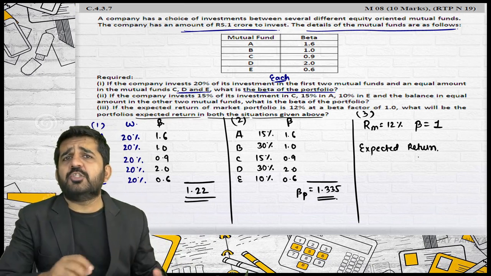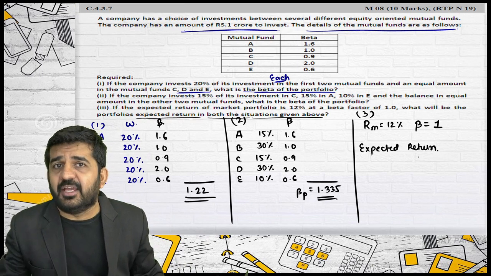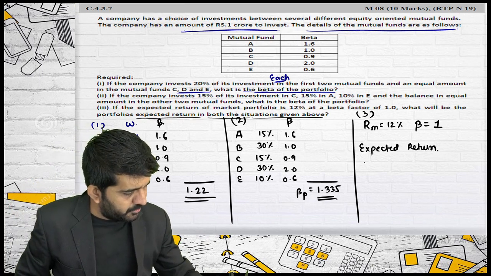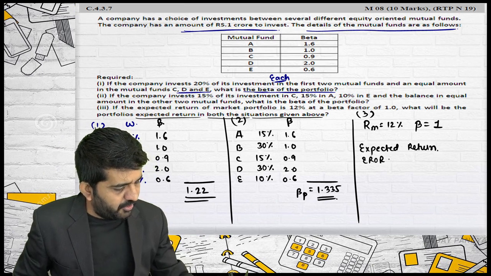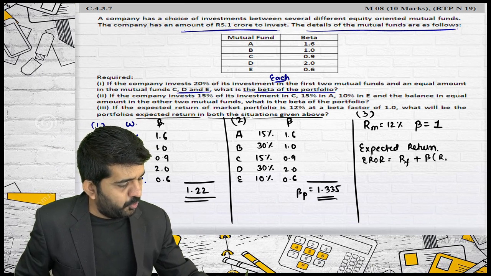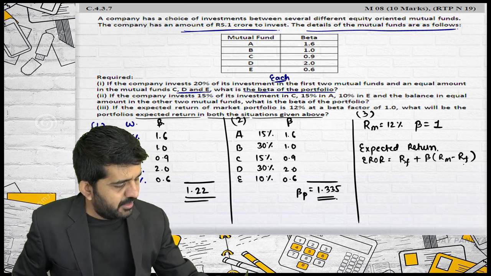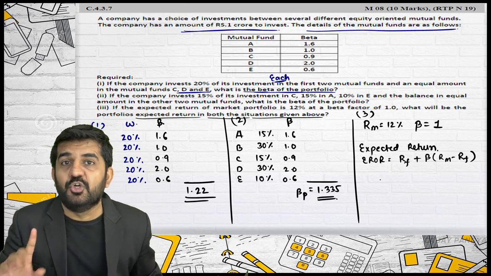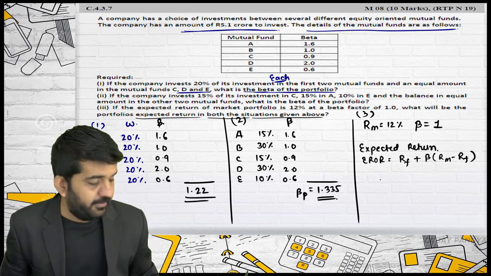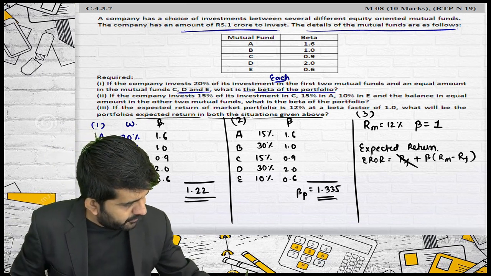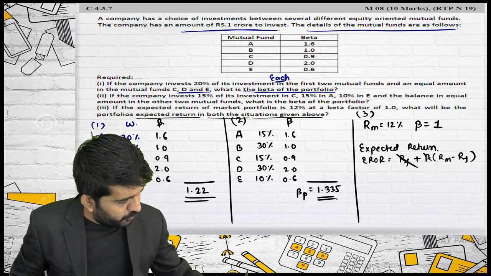To find the expected return of anything, you can use the CAPM model. What is the CAPM model? Expected rate of return is equal to RF plus beta into RM minus RF. But the problem over here is RF is not given. RF is not available. Then what you can do is this. You can cancel this too.